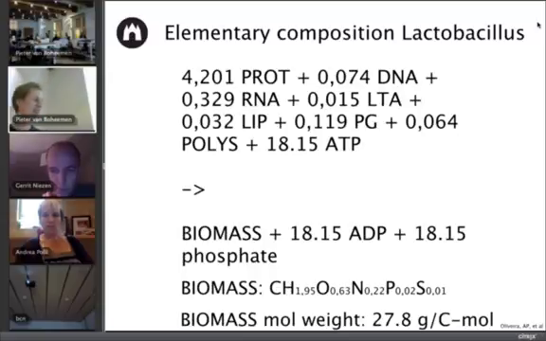You can also write it down in a different way. You can also calculate the molecular weight of a cell. And the molecular weight of a lactobacillus cell is 27.8 grams per carbon mole. So for every mole of carbon atoms, you have 27.8 grams.